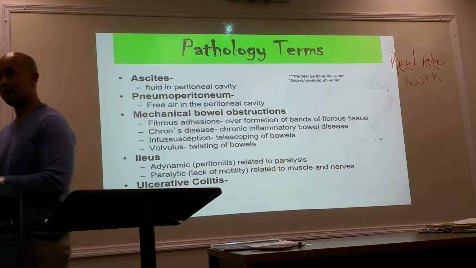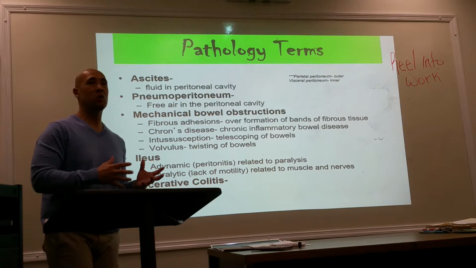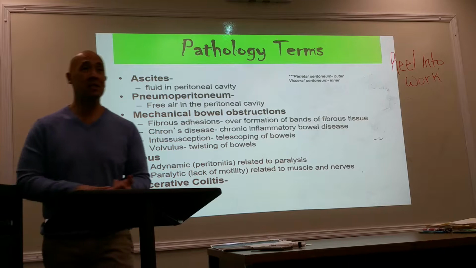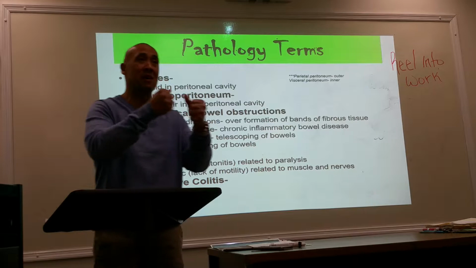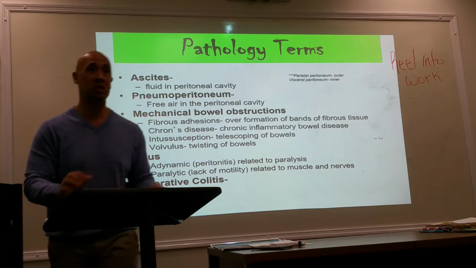A volvulus is the twisting of the bowels. So this can happen because there might be something going on with, remember, the mesentery, the omentum, the mesocolon. There's a defect in one of those structures, because those things are supposed to keep everything attached and held together, right? So if there's something going on with those things, it becomes detached, causing the bowel to twist on itself. That's one of the reasons.